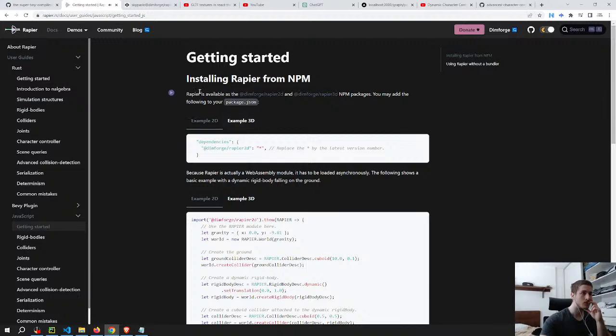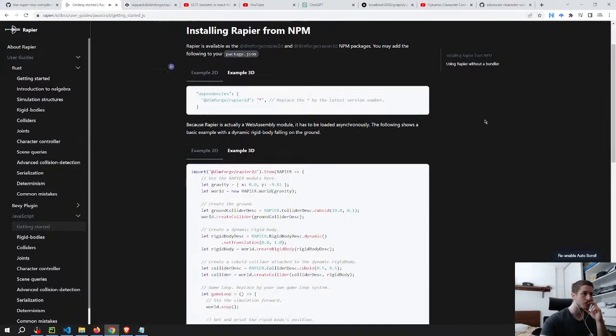Replace the version number with the latest version. Rapier is available as the @dimforge/rapier2d and @dimforge/rapier3d NPM packages. You may add the following to your package.json. Example 2D, example 3D, dependencies: rapier2d, replace the version number with the latest version. Dependencies: rapier3d, replace the version number with the latest version.